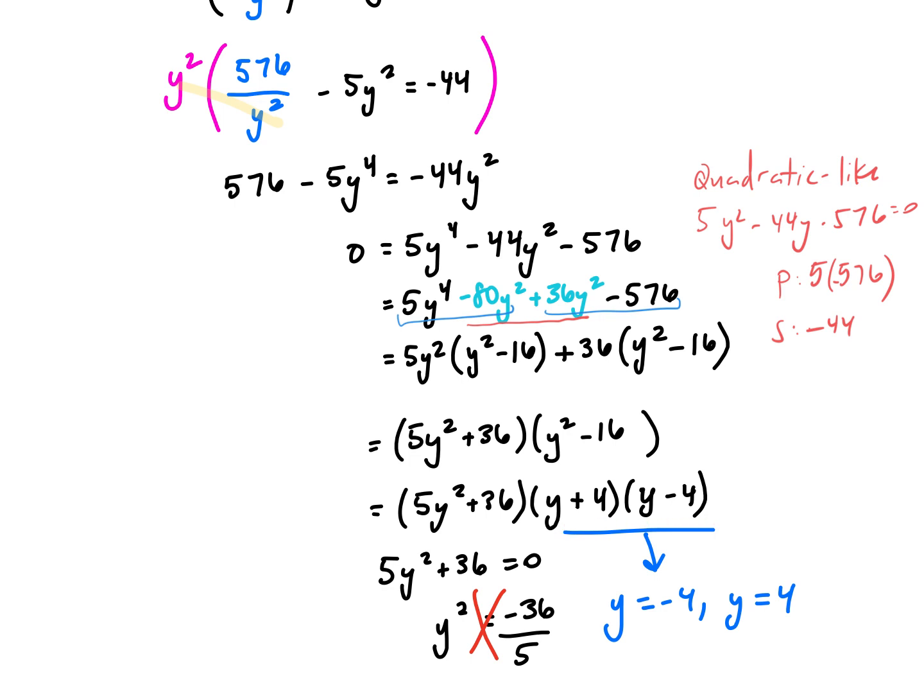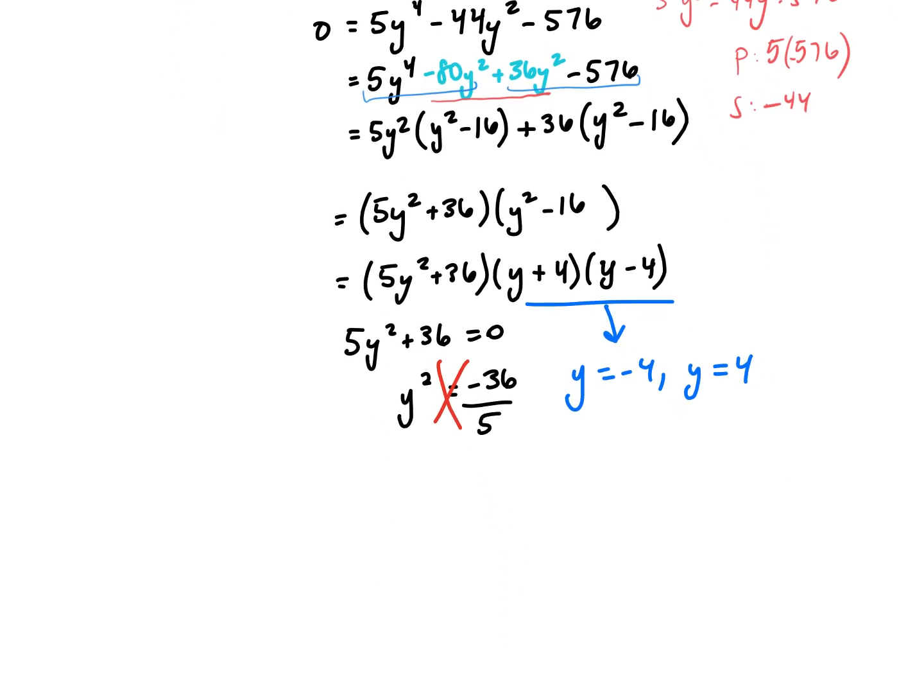So now we need to solve. So we set each of these equal to 0, right? Well, when we set 5y squared plus 36 equal to 0, we end up with y squared equaling negative 36 over 5. Well, there's no way that we can take a number, square it, and get a negative. So we throw this one away. This is extraneous. When we focus our attention over here, we get our two y values, y equals negative 4 and y equals positive 4.